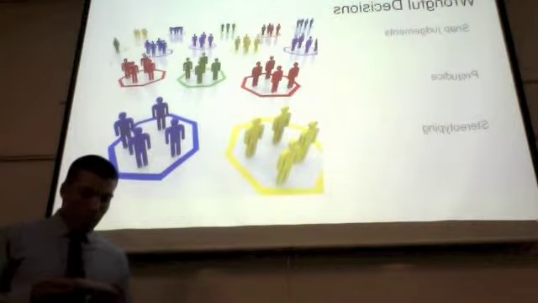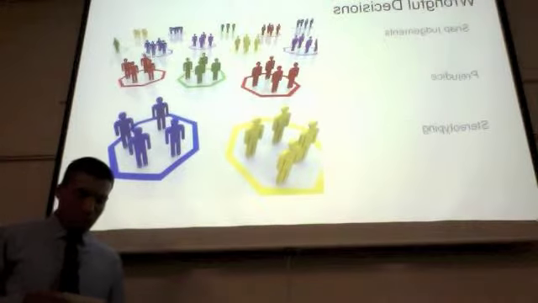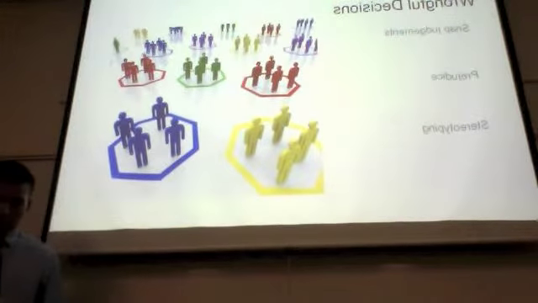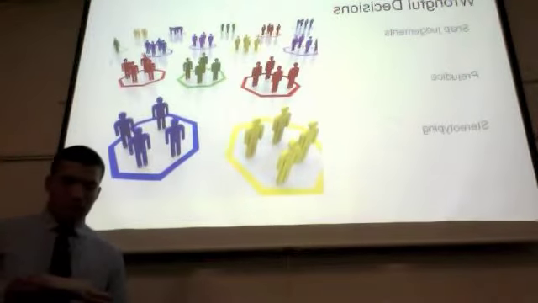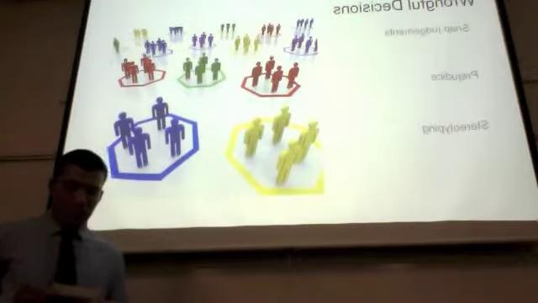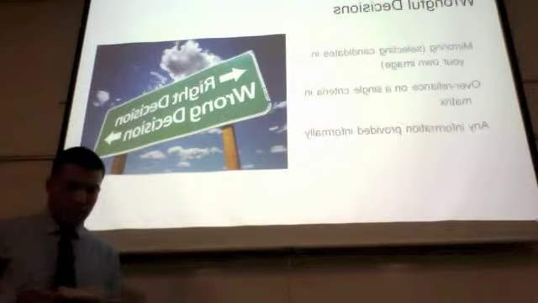Snap judgments should be avoided, where you quickly judge someone off of your own perceptions without understanding the person. We also do not want to base decisions on race, gender, sexual orientation, or religion. And once again, going back to your own immediate perceptions of people, you should make sure to avoid stereotyping.